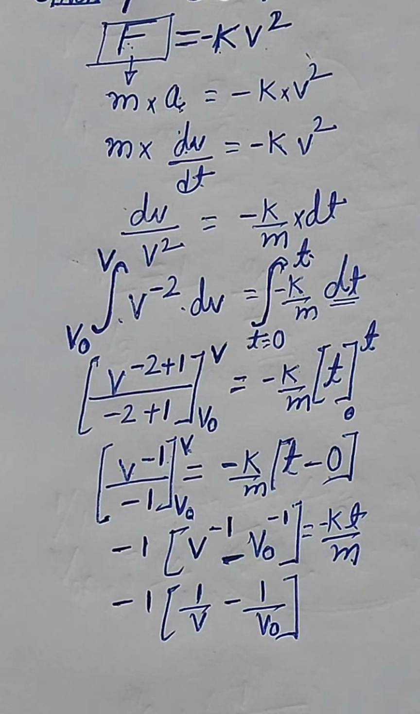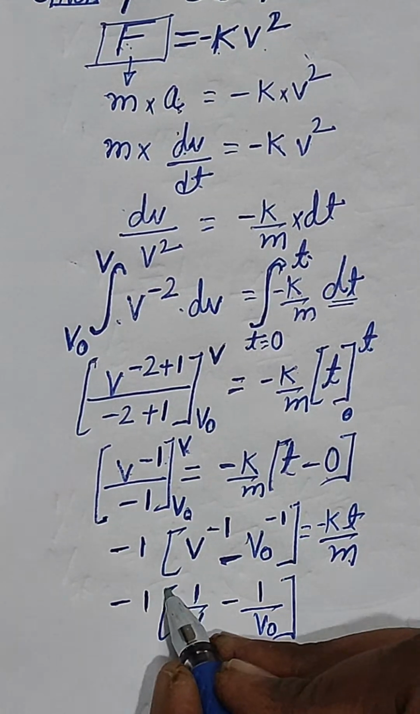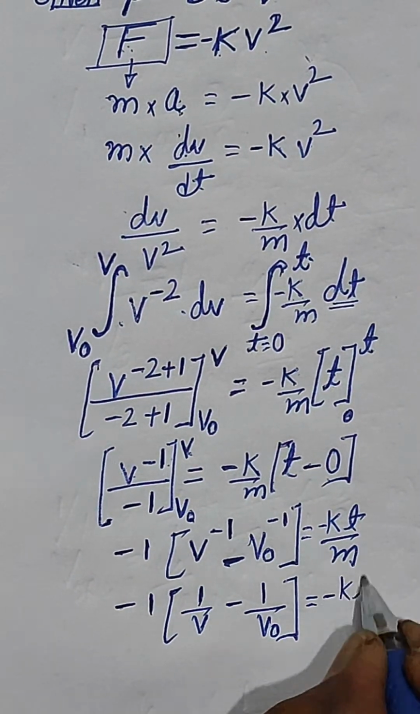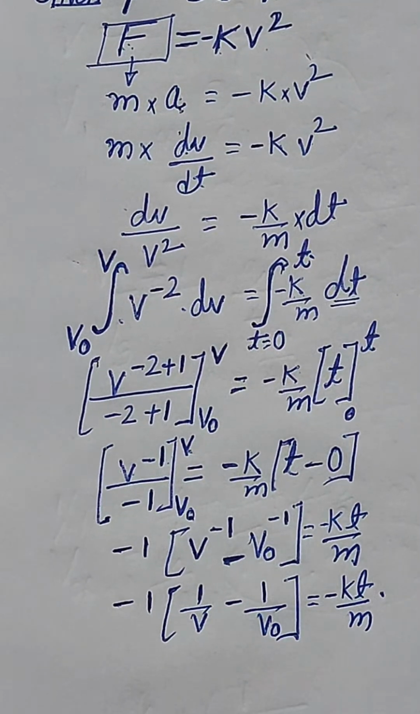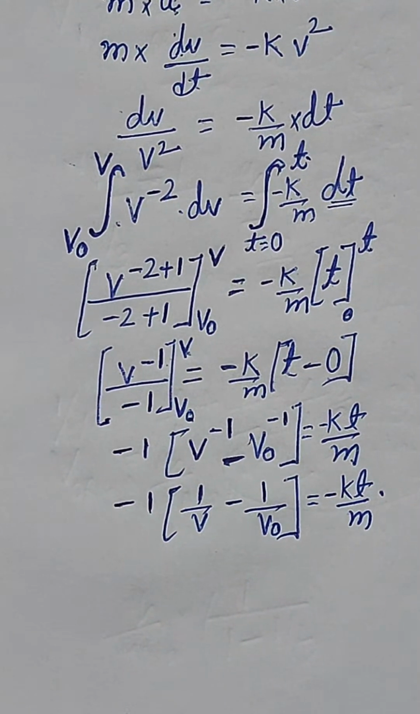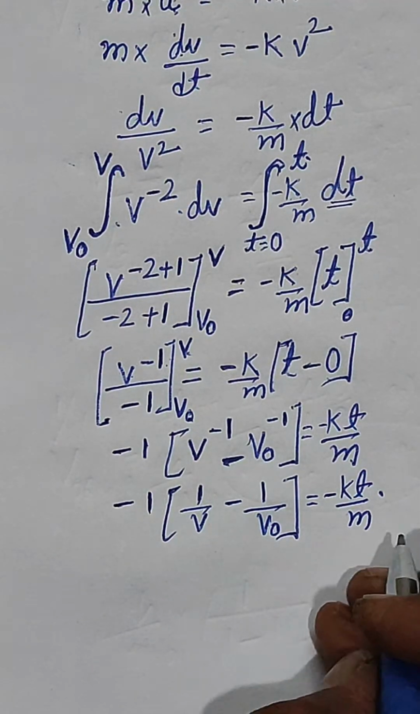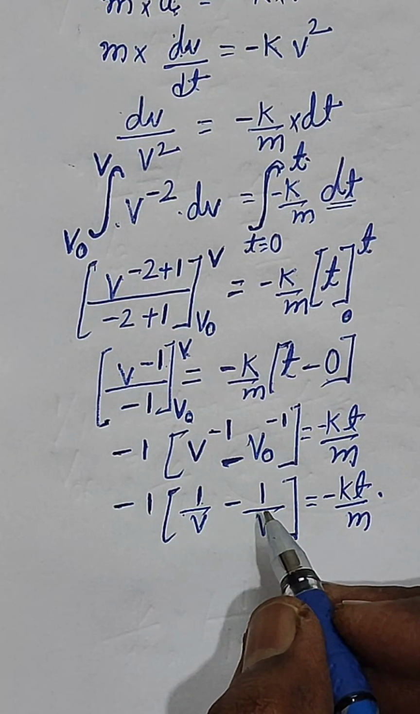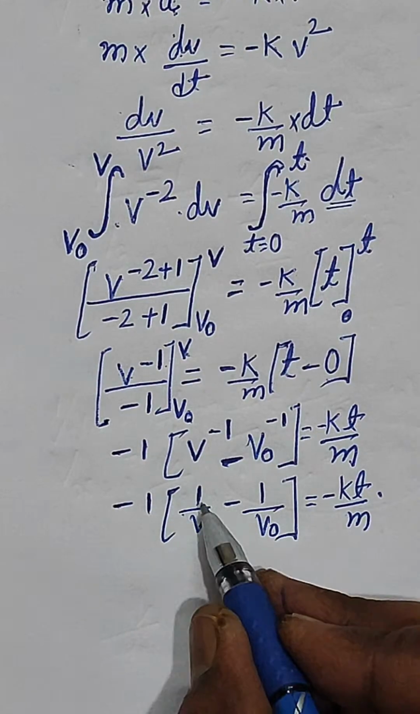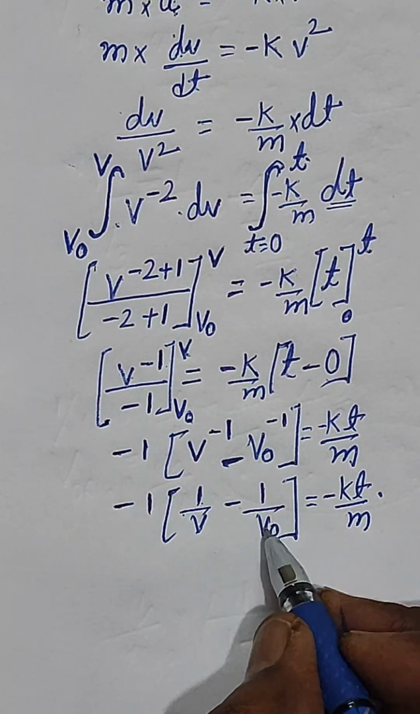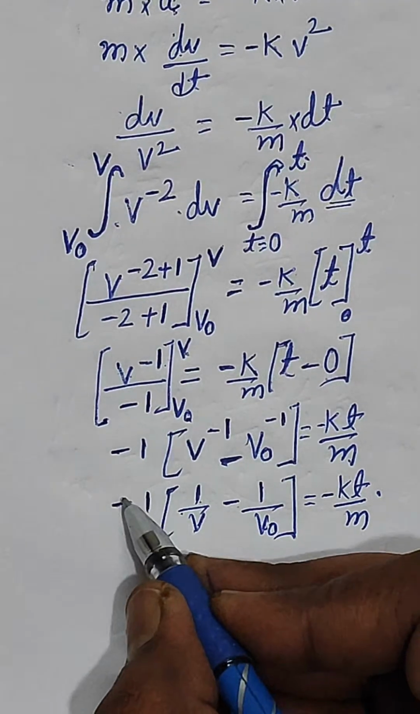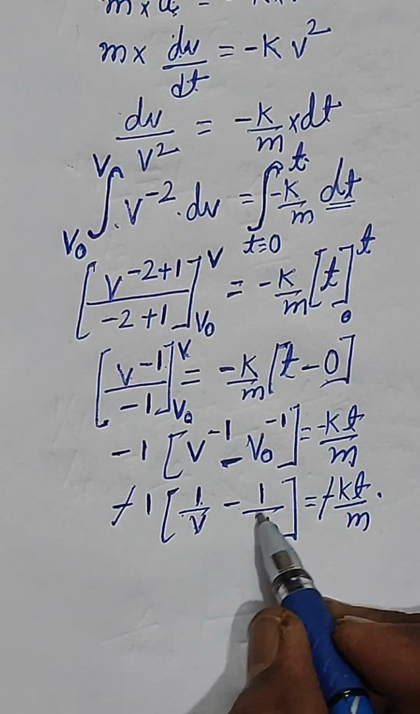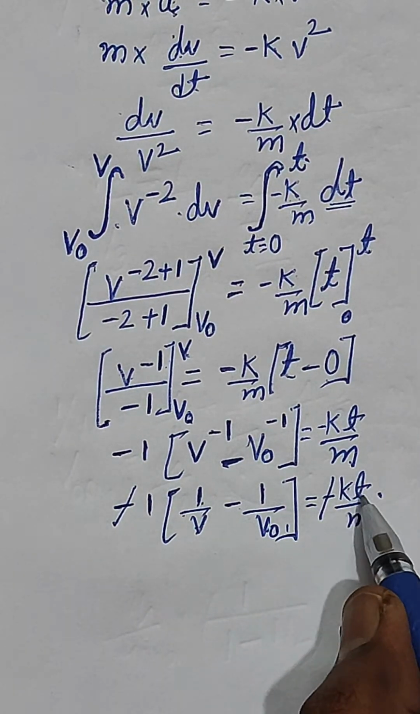Okay, we are going to calculate the time to cross the wooden plank, which is equal to minus kt by m, right? This can be further written as, so the time of traveling is almost calculated. That is, you can see 1 by v minus 1 by v0, and when you cancel out this minus, we have 1 by v minus 1 by v0 is equal to kt by m.